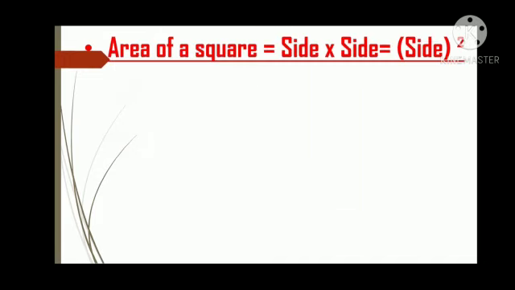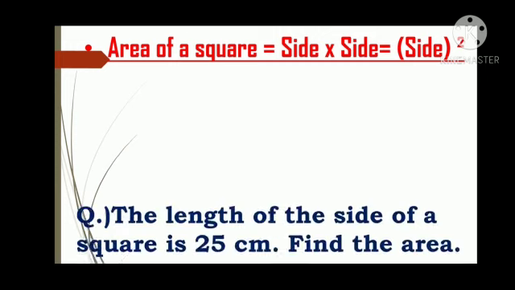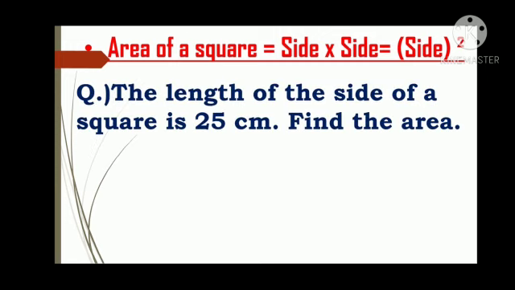So first, we will see area of a square. The formula to find out the area of a square is given as side multiplied by side or side square. The length of the side of a square is 25 centimeter. Find the area.